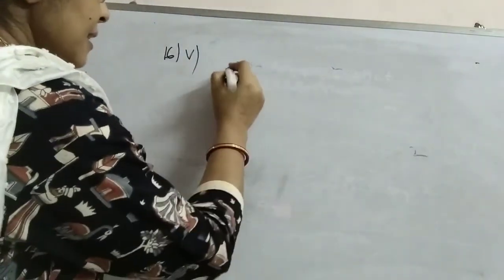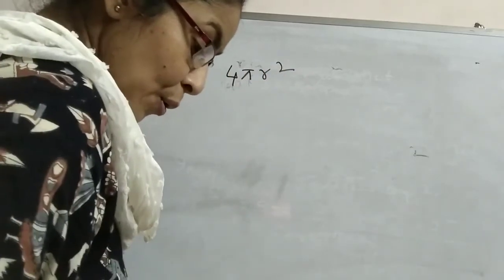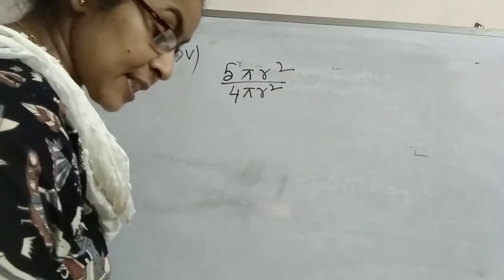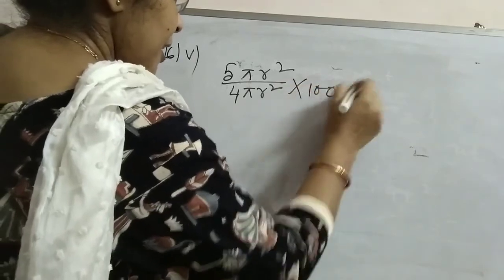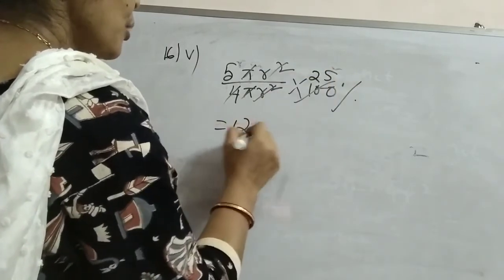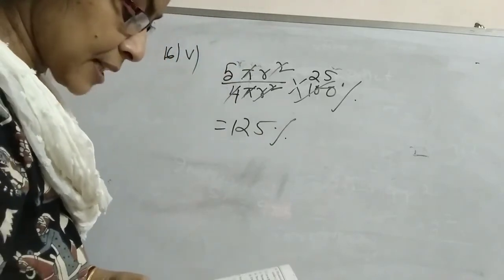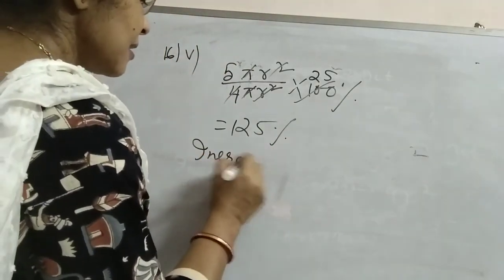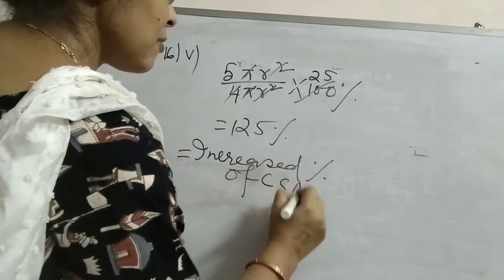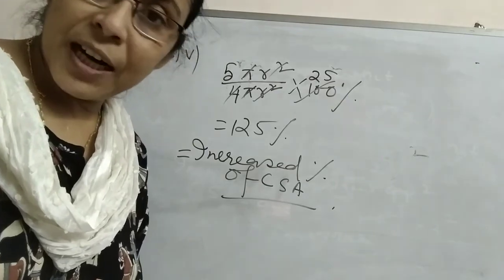Then the percentage is 5 pi r square by 4 pi r square, increased percentage is into 100%, that is 125%. That is the increased percentage of the curved surface area. I am ending here. The next sum will come in the next video.